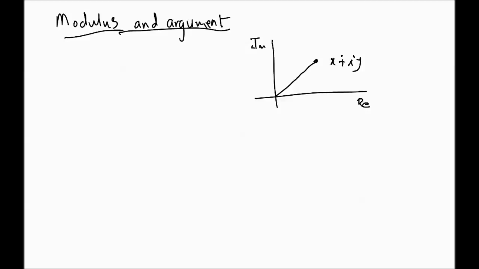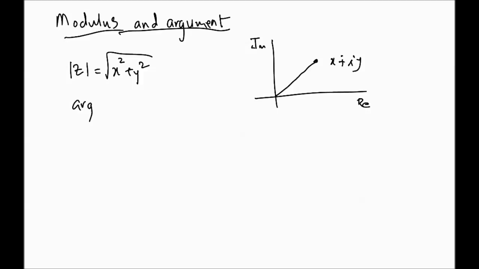Now we call the modulus of z, which is the size of z in fact, essentially the square root of x squared plus y squared. So it's the real part squared plus the imaginary part squared. It's the size of this line that you see here. It is very similar to the modulus or the magnitude of a vector, for instance.